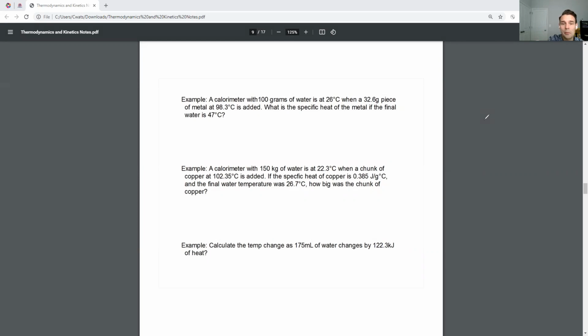Whenever you do a calorimetry problem, this is super important. You always start with Q of the water because you will always know every piece of information. So we always start with the mass of the water times the C of the water times the change in temperature of the water. We always start with that.